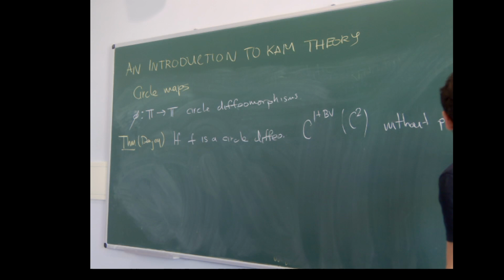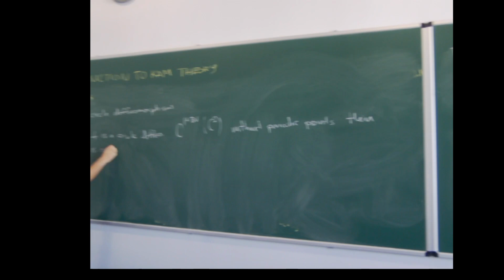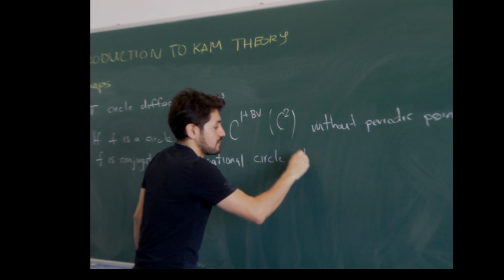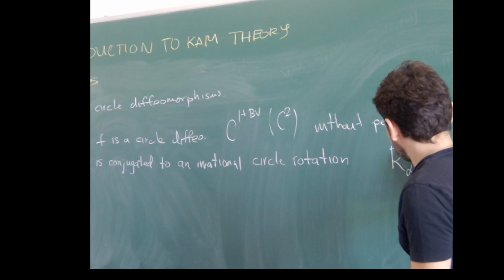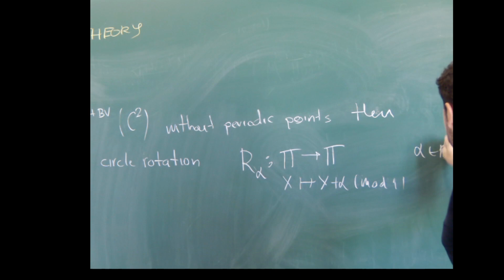and it is sufficiently regular, then F is conjugated to an irrational circle rotation. So my notation for circle rotations will be similar to what we had before. Just take a point x and I send it to x plus alpha. And here, well, I'm supposing that alpha is irrational. Okay?